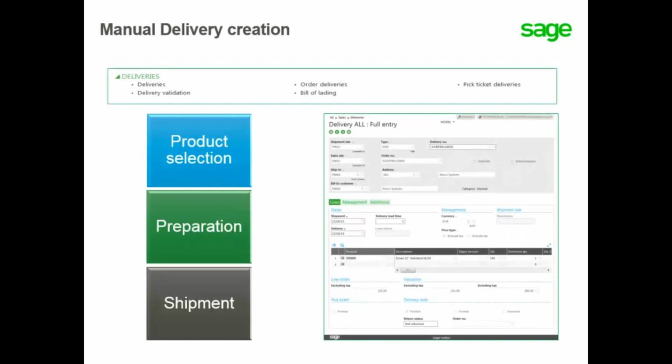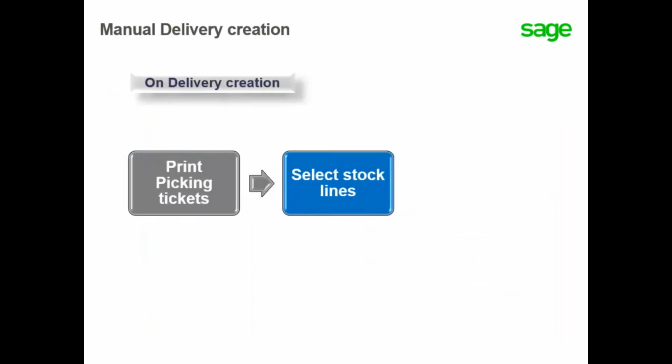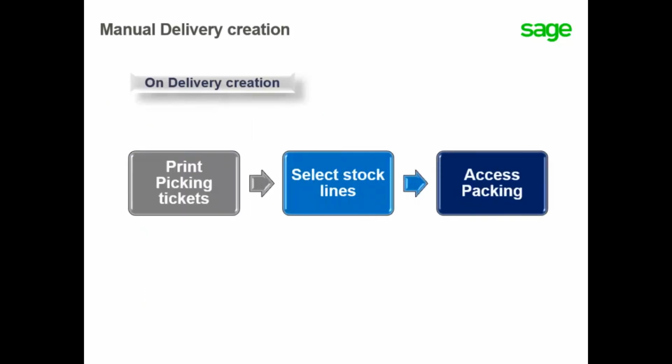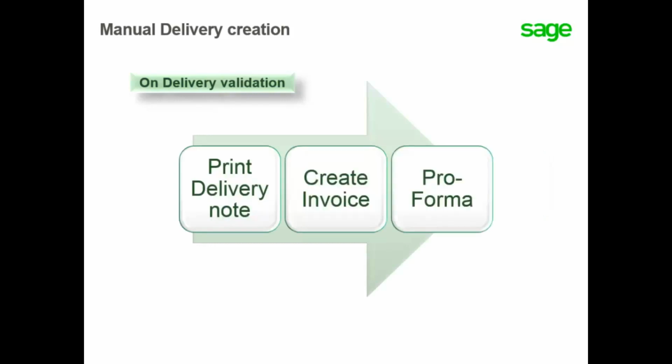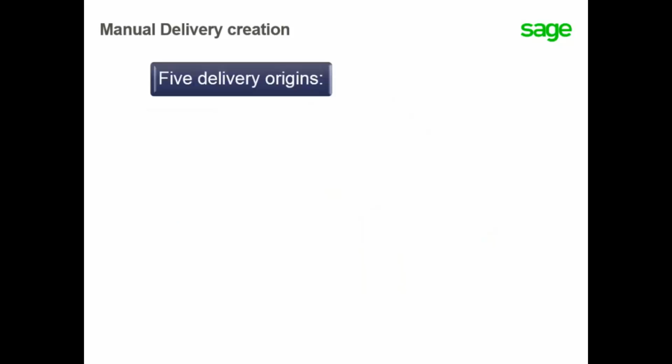Now, manual delivery creations typically are for businesses where you have low shipment volume, like custom products, loans, or rental products, and small orders. Now, when the shipment is created, you can print a picking ticket, choose the stock lines to be issued, and access the packing function. Now, after the shipment is created, you can print the delivery note, create an invoice, or a pro forma arising from the shipment.